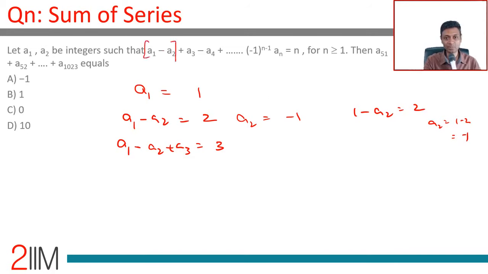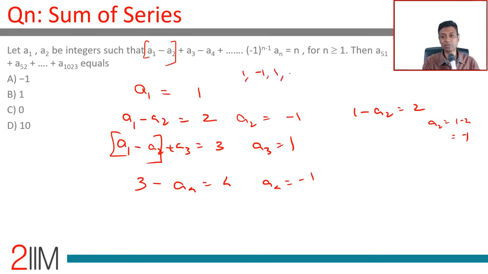Till here adds up to 2. Once you put this, it is 3. This is 2. You add this, you get 3. That means A3 is 1. Till this is 3. 3 minus A4 is 4, or A4 is minus 1. Very simple pattern. This is just 1 minus 1, 1 minus 1, 1 minus 1. Odd number terms are plus 1. Even number terms are minus 1.